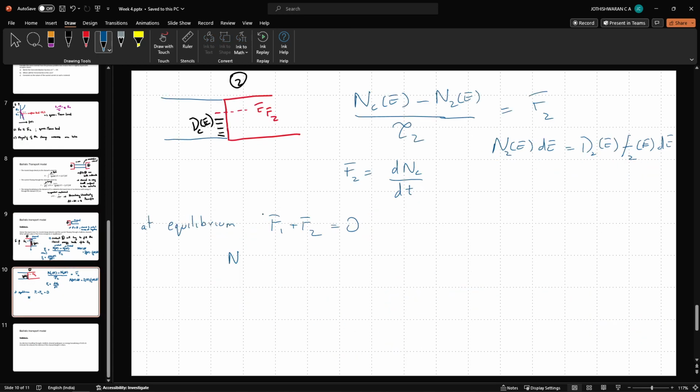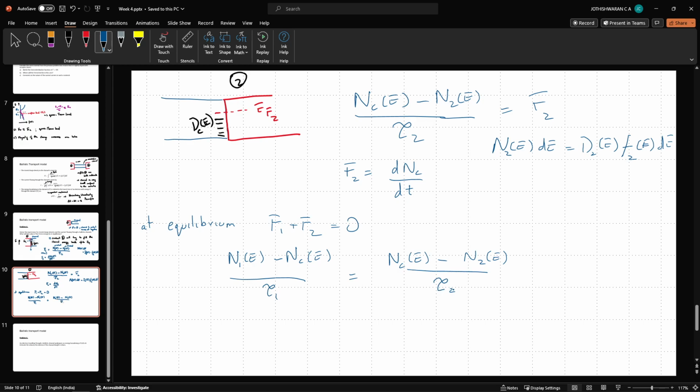So it is N1 of E minus NC of E by tau 1 is equal to NC of E minus N2 of E by tau.